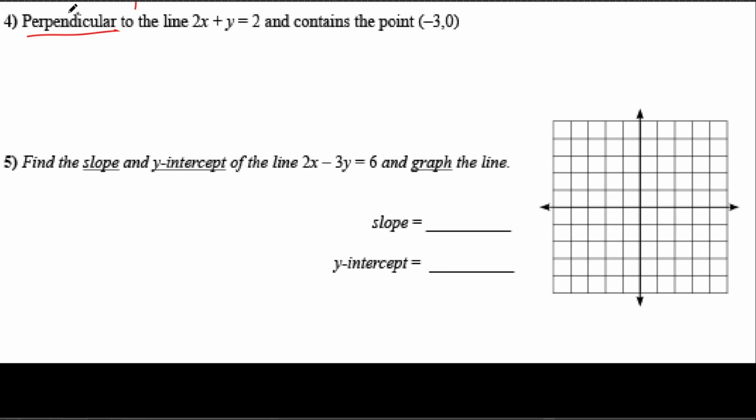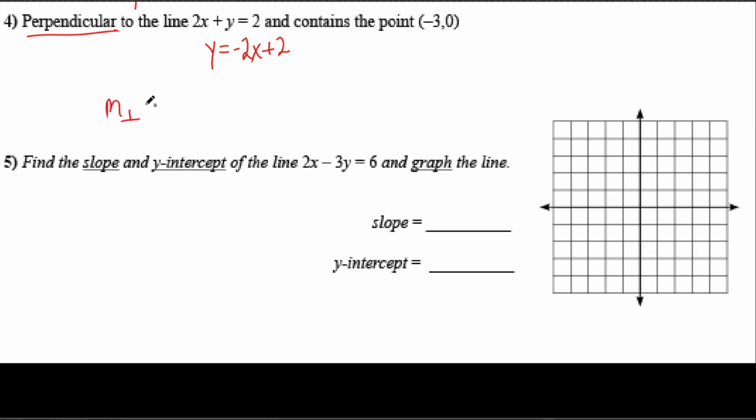All right. So what do we know about slopes that are perpendicular? We just said it like 30 seconds ago. They're negative reciprocals of each other. All right, so let's find the slope of this line. We can just do this in our head, can't we? y equals, what do we do? Subtract a 2x from both sides. So what is the slope of the line that they give you? It's negative 2. But what's the slope of our line that's perpendicular?